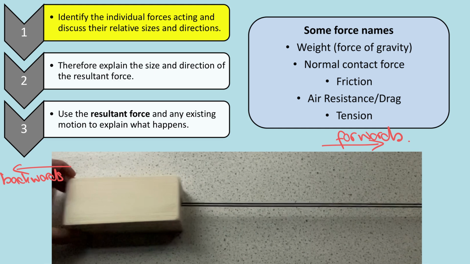Let's consider the instant that I let go of the block, and the first step is to identify the forces that are acting at this instant. I think there are two individual forces acting. I'm going to have tension in the elastic, which is acting in the forwards direction, and I'm going to have friction in the opposite direction, which is acting backwards. And I can see that, to begin with at least, the tension is much larger than the friction.